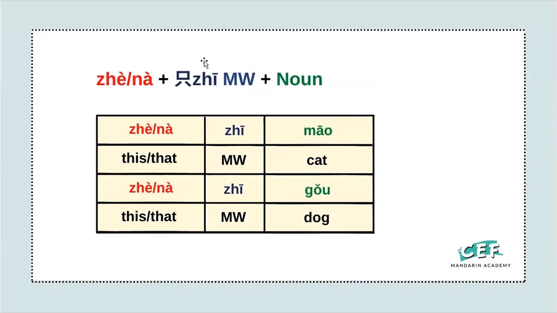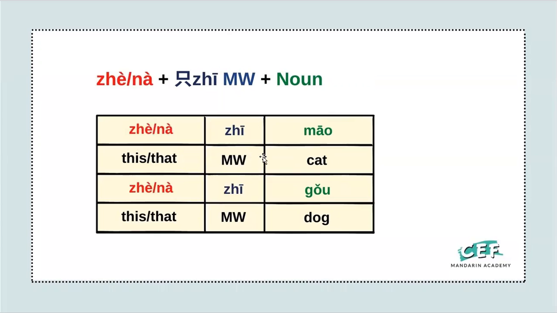Okay, 只 is also a measure word. We use 只 for animals. Normally when talking about animals, we use 只, and in other situations we also use 只, like when we want to talk about our eyes, our hand, our leg. 眼睛 uses 只: 一只眼睛, one eye. 一只手, one hand. 一只脚, one leg.